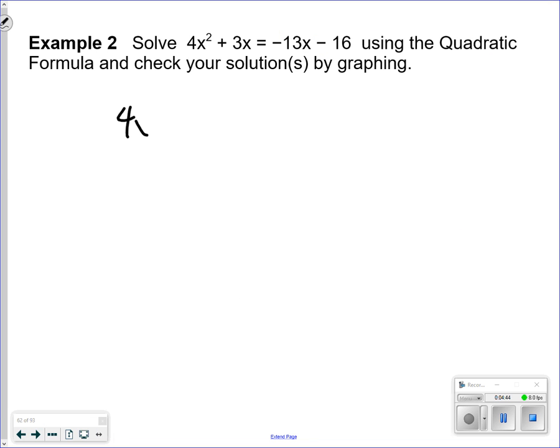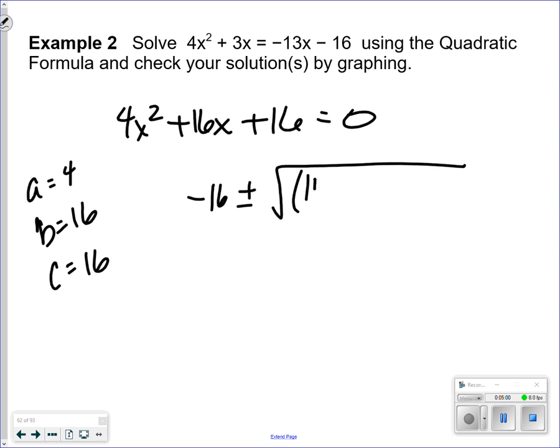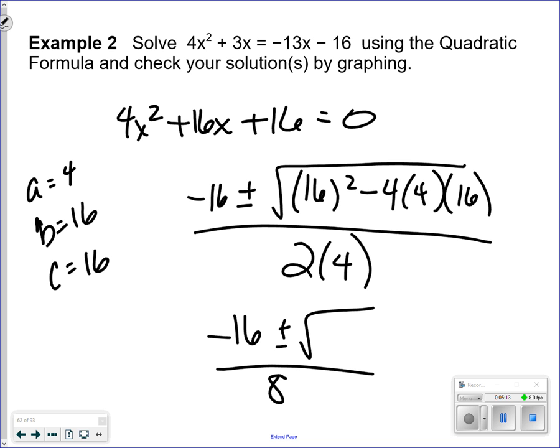Again, you need to make it equal 0 first. So I'm going to add 13, and I'm going to add 16. So now, a is 4, b is 16, and c is 16. So negative b plus and minus the square root of b squared minus 4ac, all over 2a. Now, again, the hard part about this is what's known as the discriminant, the stuff under the radical. However, in this case, you're going to end up getting 0 under the radical. So the plus 0 and minus 0 just leaves you with one answer.